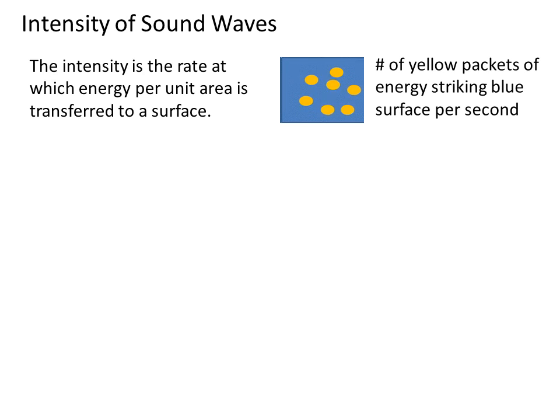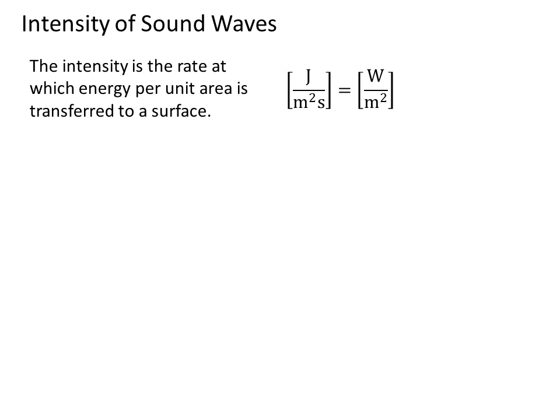So as a packet of energy strikes the surface, intensity is defined by the area of the surface and by the rate at which these packets arrive at the surface. The units of intensity are joules (energy) divided by meter squared (the area) divided by seconds (the rate, or time), or also watts per meter squared.